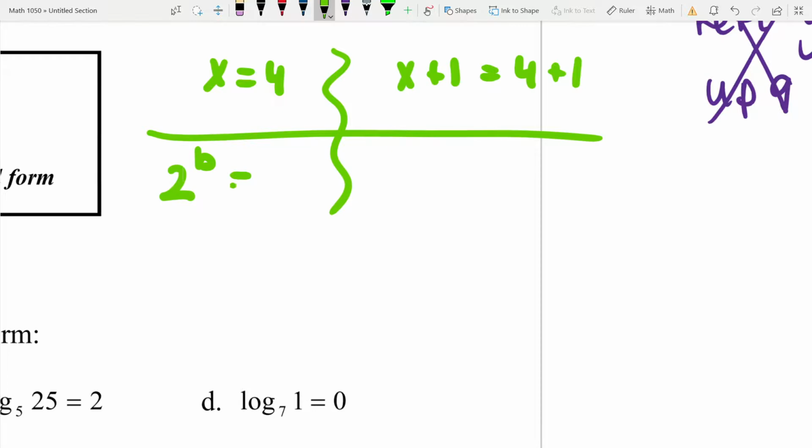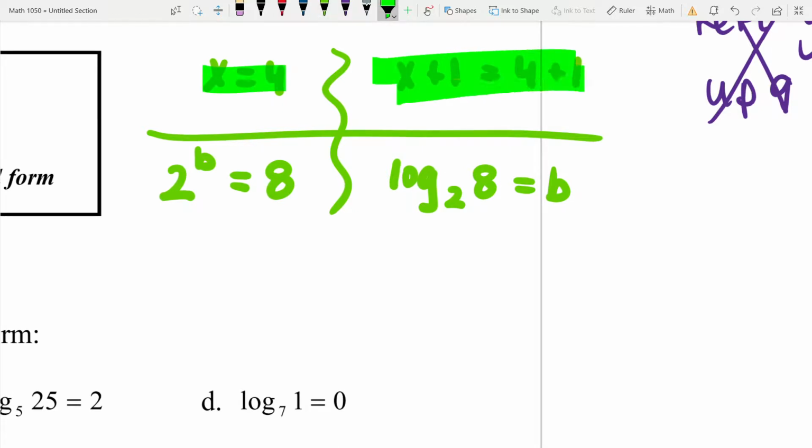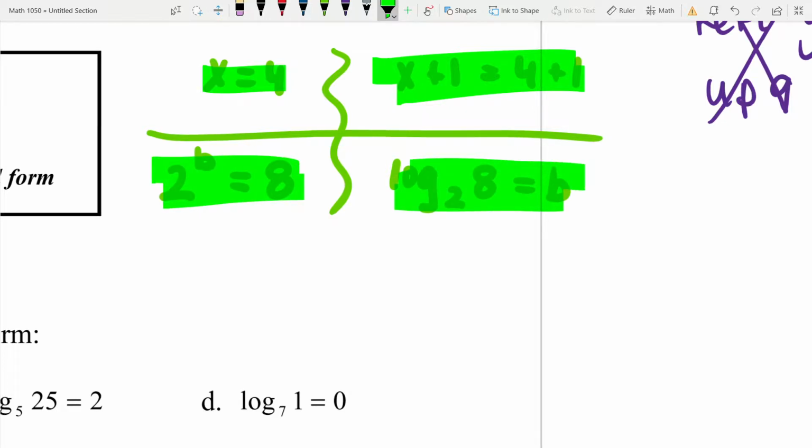So if you have this, you don't have to write any of this down. 2 to the b power is equal to 8. That's exponential. When I convert it into log, I'm going to write log base 2 of the other side, which is an 8, is equal to b. Just like these two things right here are equivalent statements, these are also equivalent statements. They both are saying the same thing. It just looks different. So it's exactly the same statement, just written in a different way, okay?